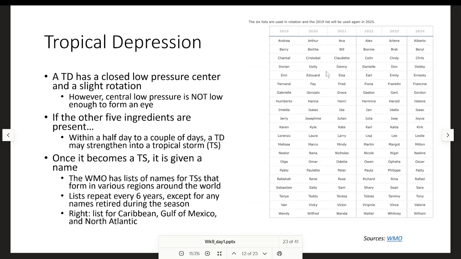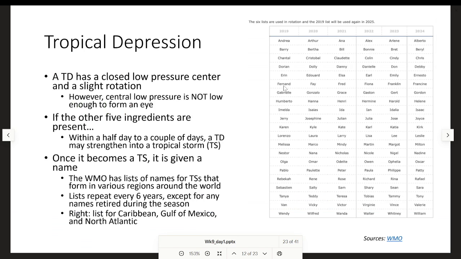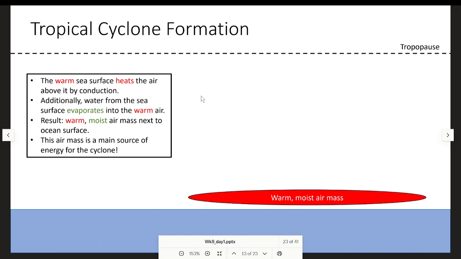Sorry if your name is Eduard. I'm sorry. I don't think any of you are named that, though, because I looked at the class roster. Okay. Sorry if your family's named that, though. It's a nice name. Okay.